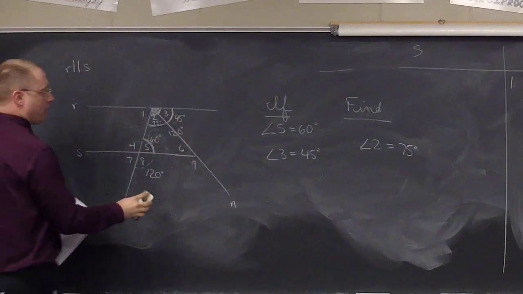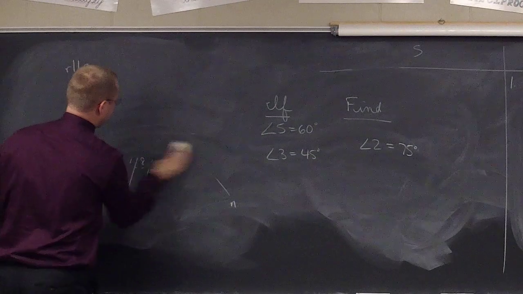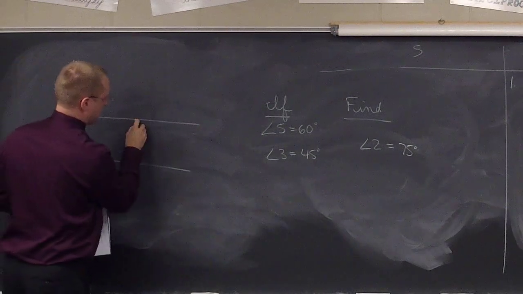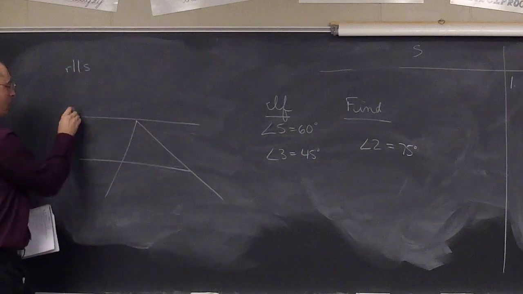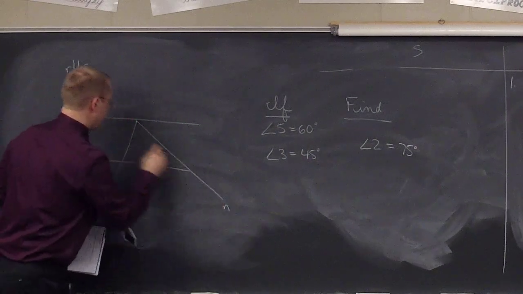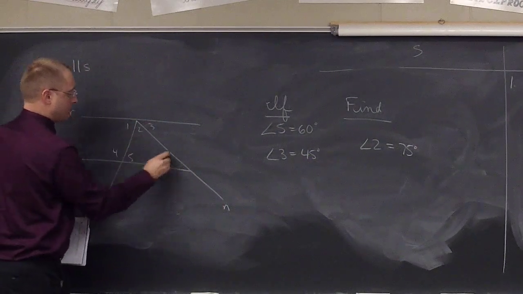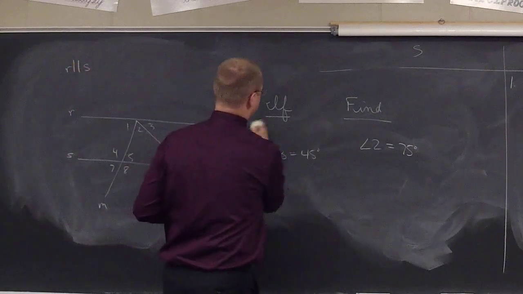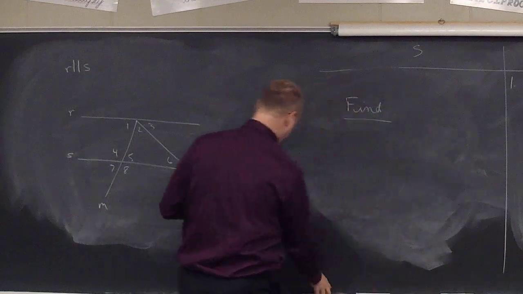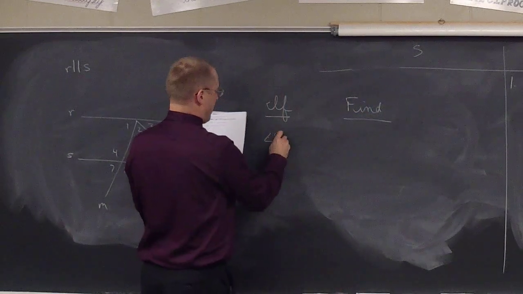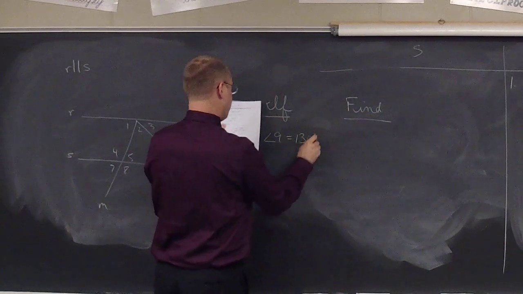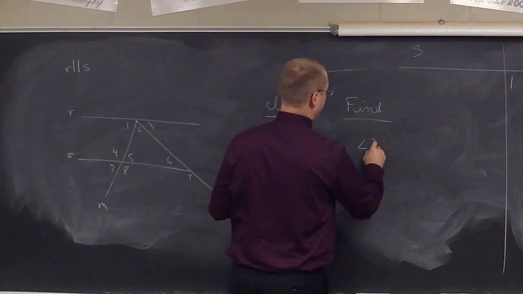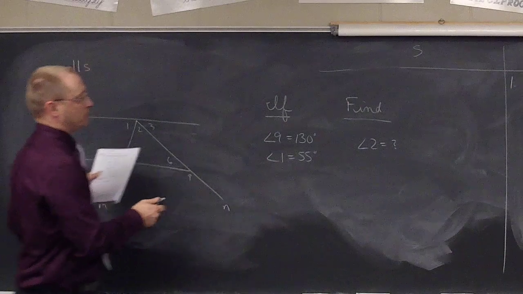All right, let's do another one. And I think I'll redraw the picture because it's all starting to get messy here. Might be faster to do that than to try to piece the pieces together. We have R, S, M, N, 1, 2, 3, 4, 5, 6, 7, 8, 9. Okay, redrawn. You don't necessarily have to if you can manage to erase your light pencil markings. Let's suppose we knew that angle 9 was 130 degrees, and we knew that angle 1 was 55 degrees. I want you to find, once again, angle 2.